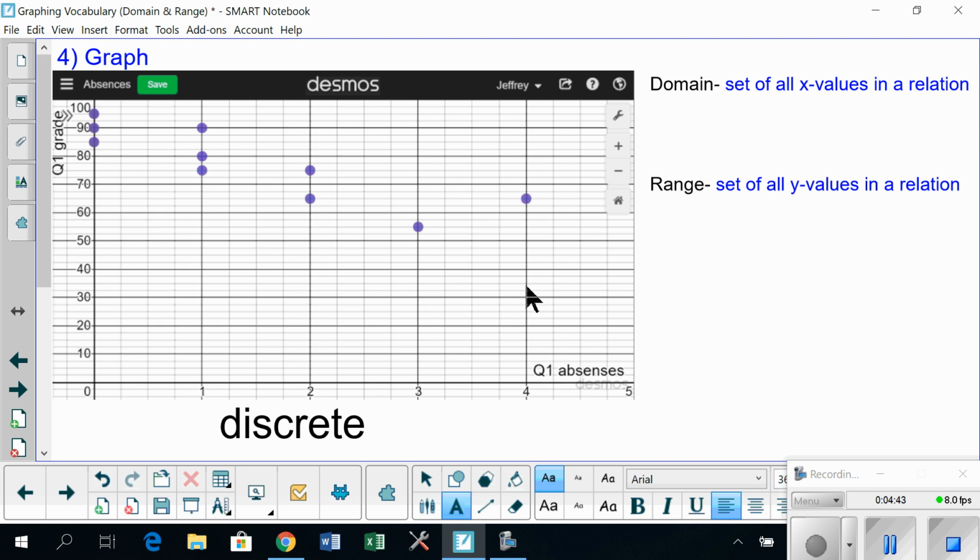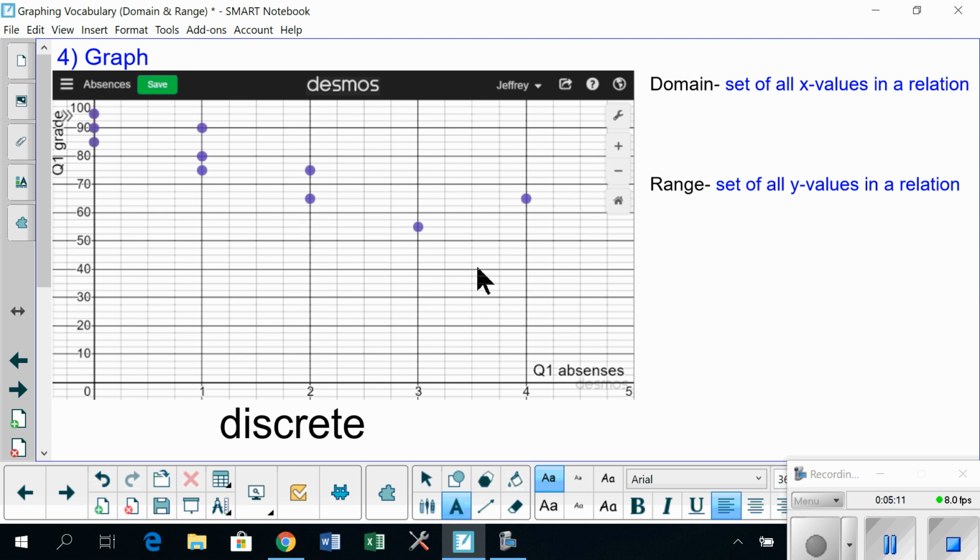Everything is separate. And part of that is because I don't denote absences as like a quarter absence or a half of an absence or like 2 1/4 absences or 2.9 absences. Okay, the way I record absences, you either have 0 or 1 or 2 or 3 or 4. There's no kind of partial in-between amounts that you can get. And so that really separates out these points.